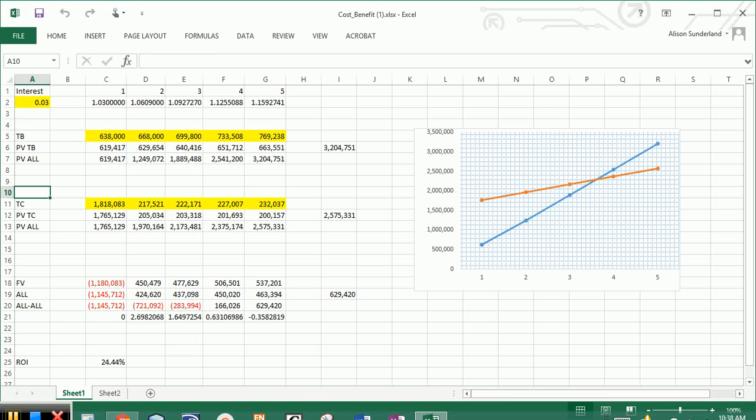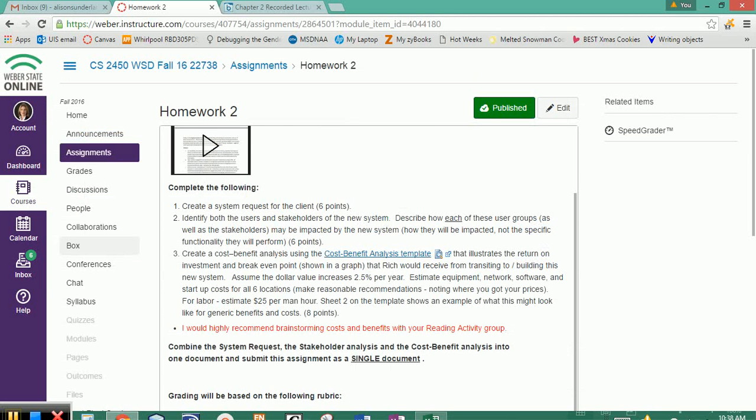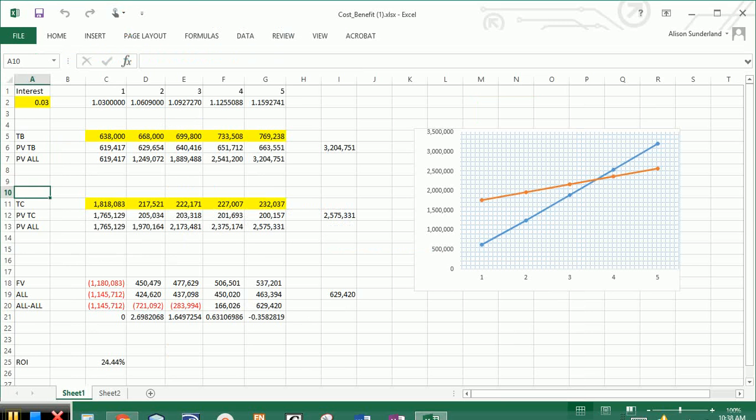In your homework too, there is a template called the cost-benefit analysis template. I've downloaded that and we are now going to fill it out. So this is what it looks like. It has a couple of different parts. The first part is the total benefits row, and the second part are the total costs. So we're going to count the costs and we're going to count the benefits.